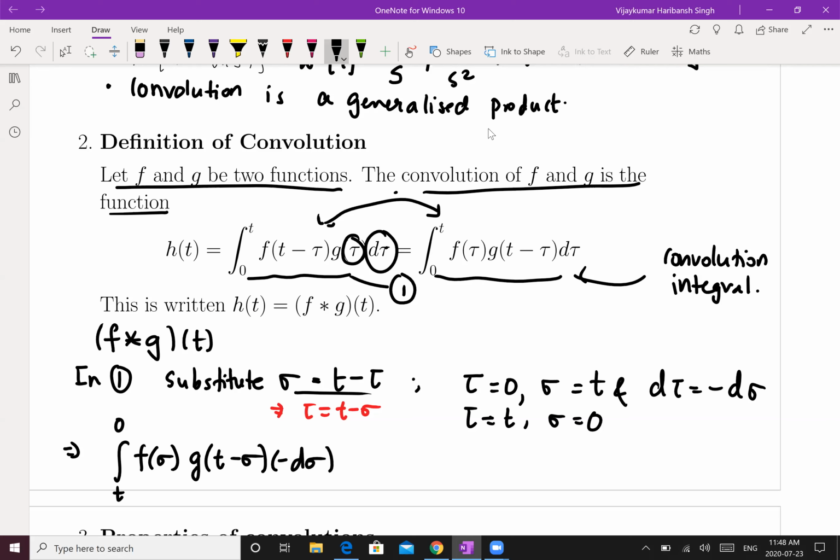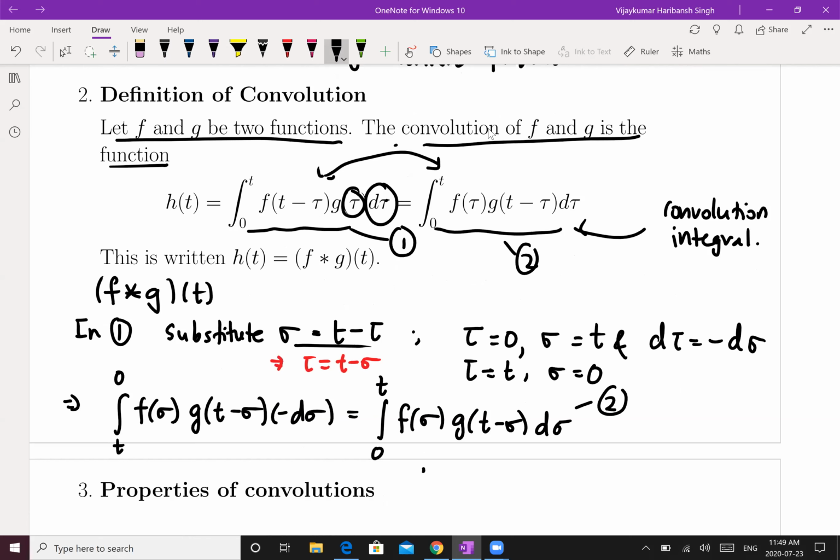And if you use the minus sign to invert the limits of integration, you get the integral from 0 to t of f(sigma) g(t minus sigma) d sigma. And if you replace sigma with tau, because after all it's a dummy variable, you can see that it's equal to the second integral. So in a sense, you can see here that f star g is the same as g star f. So the operation is seen to be commutative.